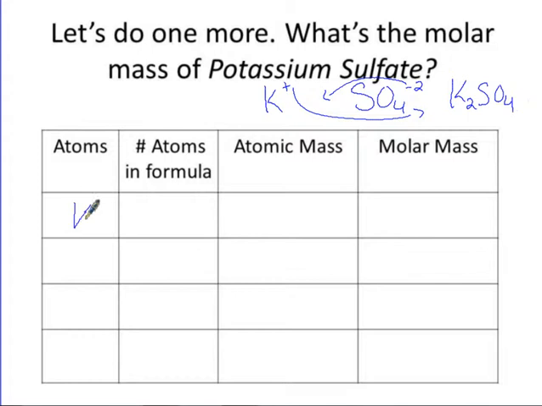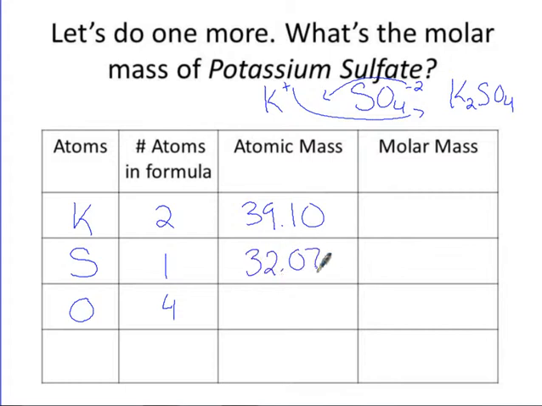All right. Now let's just grill through. So I've got potassium, I've got sulfur, and I've got oxygen. I've got 2 potassium, 1 sulfur, and 4 oxygen. When I look at the periodic table for atomic mass of the elements, I see potassium at 39.10. I see sulfur at 32.07. And I see oxygen at 16.00. I multiply those through.